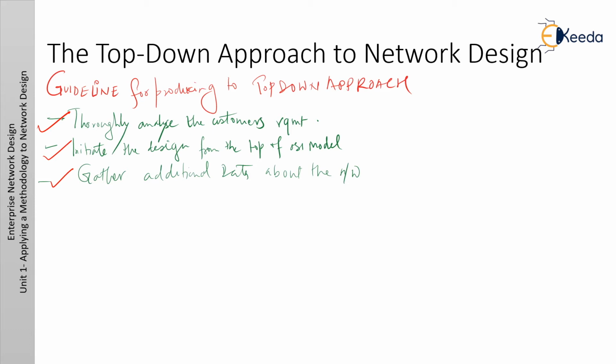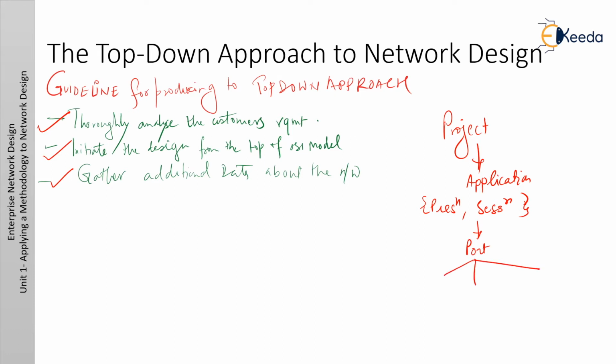So how does this work? Suppose this is a project, and this project has a certain application. This application has different layers of abstraction, like presentation and session as the abstraction, and this application works on a particular port. This is further divided into different devices at the network layer, and finally it comes down to the data link layer and the physical layer.